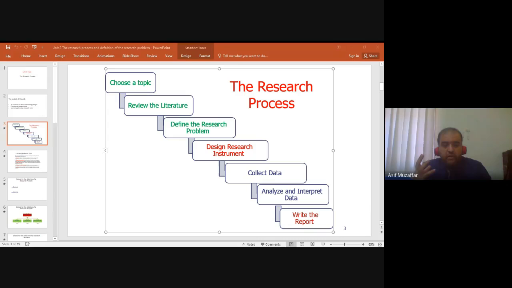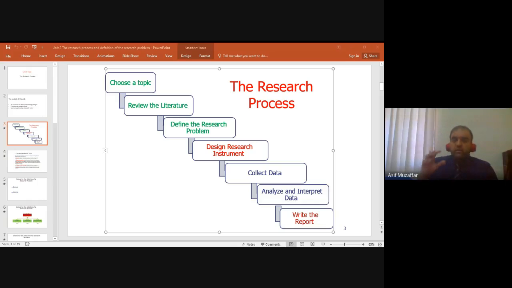Theoretical means you are adding something new to the theory. So the theory or work is there, and you are adding something new to it. Some new variable, some new factors, or some new relationship you are discussing, which others haven't discussed. This is theoretical contribution. What about contextual contribution?